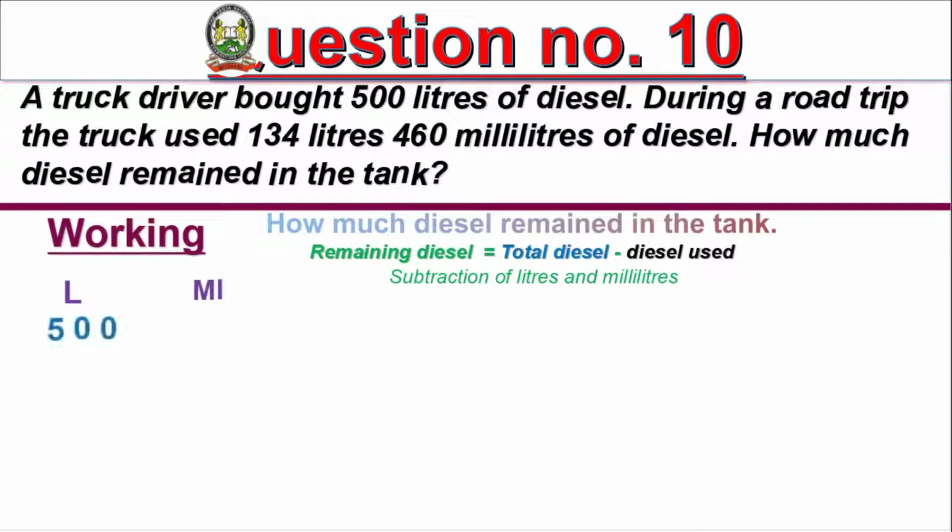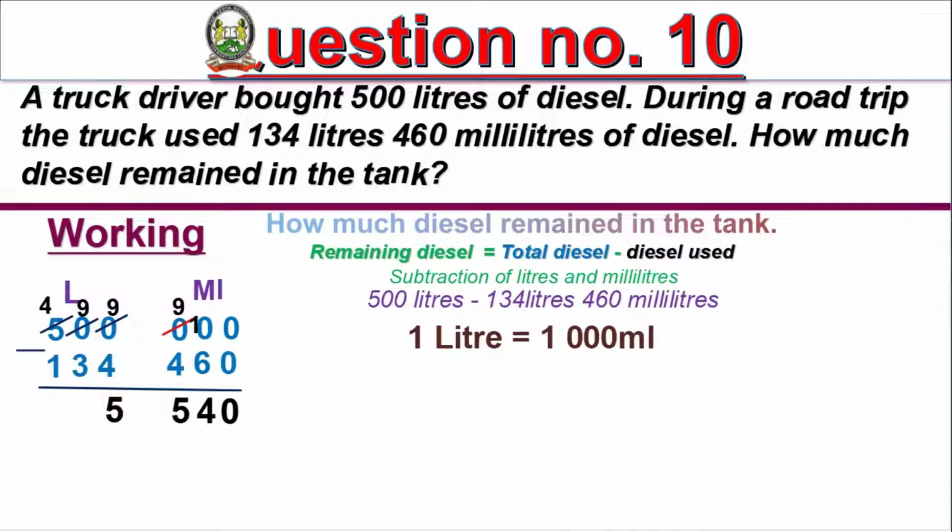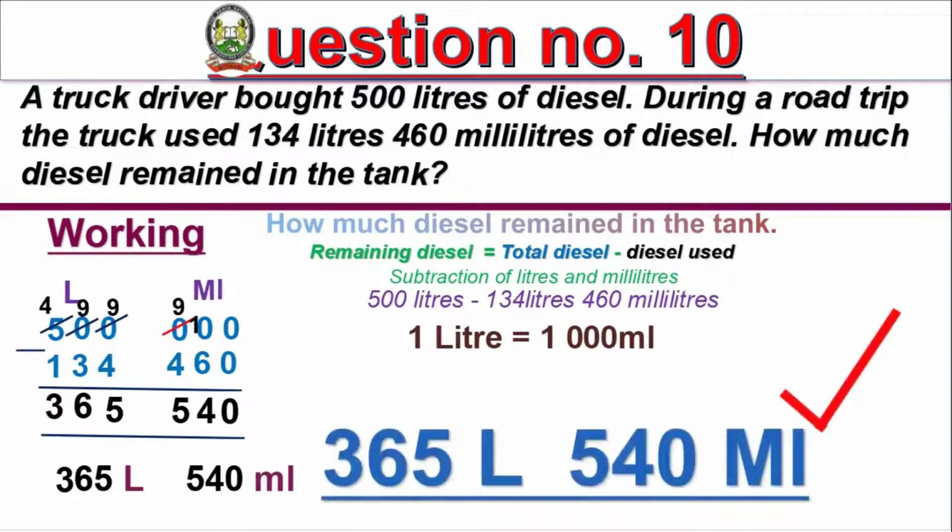So this is subtraction of liters and milliliters. You can write ml here and liters here, 500. You balance with zeros. So you put 3 zeros there. Then you write 134 and 460. Then you start taking away. To take away, you must borrow from 5. 1 liter equals 1,000 ml. So just borrow from here. This becomes 9, and this becomes 9, and this becomes 10. So 10 minus 6 is 4. 9 minus 4 is 5, and 9 minus 4 is 5, and 9 minus 3 is 6, and 4 minus 1 is 3. So the correct answer is 365 liters 540 milliliters.